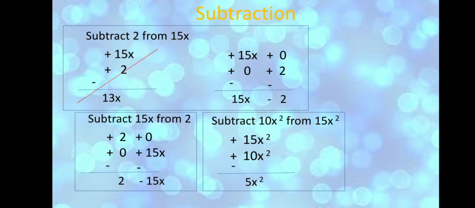Why did you get 5x square? Because you have plus 15x square, and that plus 10x square has been changed to minus 10x square. So plus 15x square minus 10x square. We performed subtraction and we got 5x square.